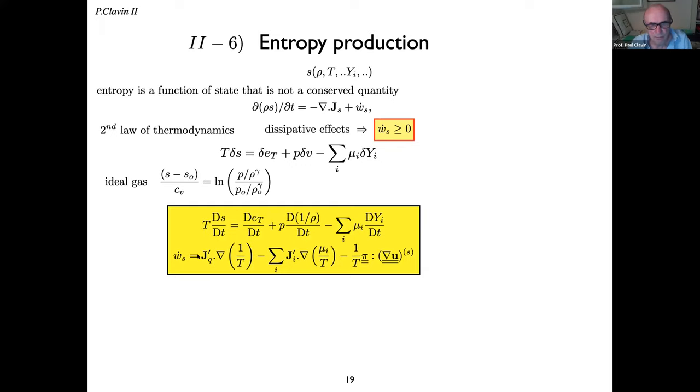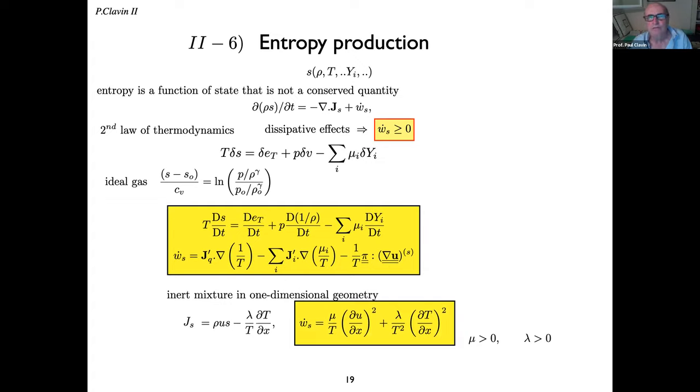Now if you put all these things together, the heat balance for the internal energy and the species, it turns out that the expression of the production rate that you obtain is complicated, but straightforward, and takes this form. And the second law of thermodynamics tells you that each term here should be positive, because each term is in fact a dissipative term. You see, this is a heat flux related to the gradient of the temperature. This is a mass flux, which is related to the gradient of the chemical potential. And this is a viscous tensor multiplied by the strain rate.